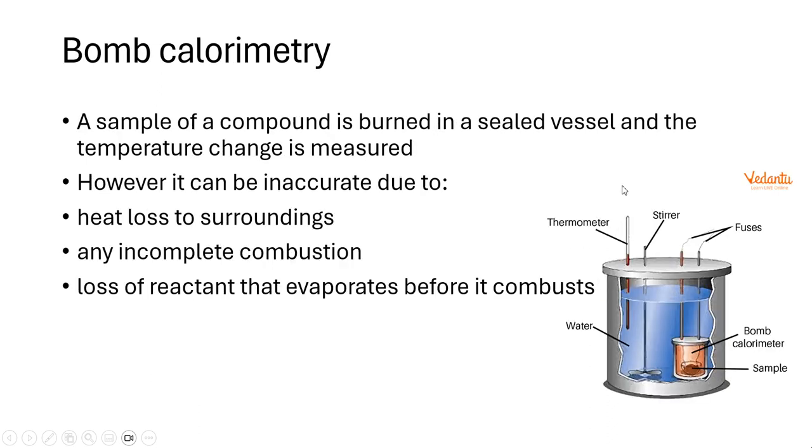Bomb calorimetry. A sample of a compound is burned in a sealed vessel, and the temperature change is measured. However, it can be inaccurate due to heat loss to surroundings, incomplete combustion, and loss of reactant that evaporates before it combusts. Essentially, you put the sample here, you combust it, then the water heats up and the thermometer measures the heat change. This allows you to find the heat change, which will allow you to find the enthalpy change.